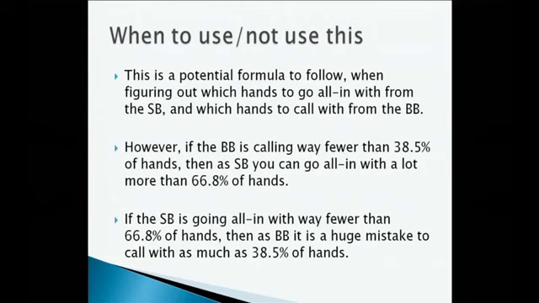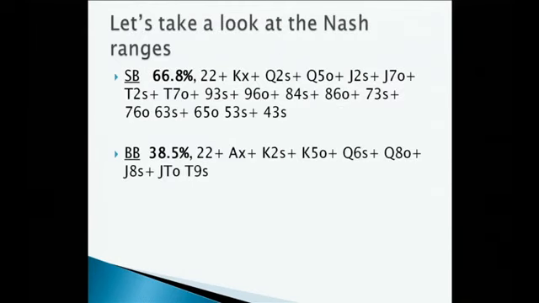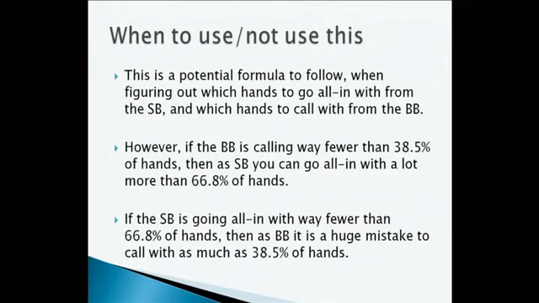But you don't have to do exactly this. I'm not saying everyone should do exactly this. If you think you're smarter than your opponent and you have a good model of your opponent, like if you think the big blind is calling way fewer than 38.5% of hands, then you can go in with a lot more than 66.8% of hands. Just make sure if you do decide to exploit your opponent, you do the exploitation in the right direction. If they're calling too little, then you need to shove a lot. If they're calling too much, then you need to shove very little. That makes sense to everyone, right? That's the right direction to exploit your opponent. And similarly, if the opponent is shoving too much, then you're going to call a lot.